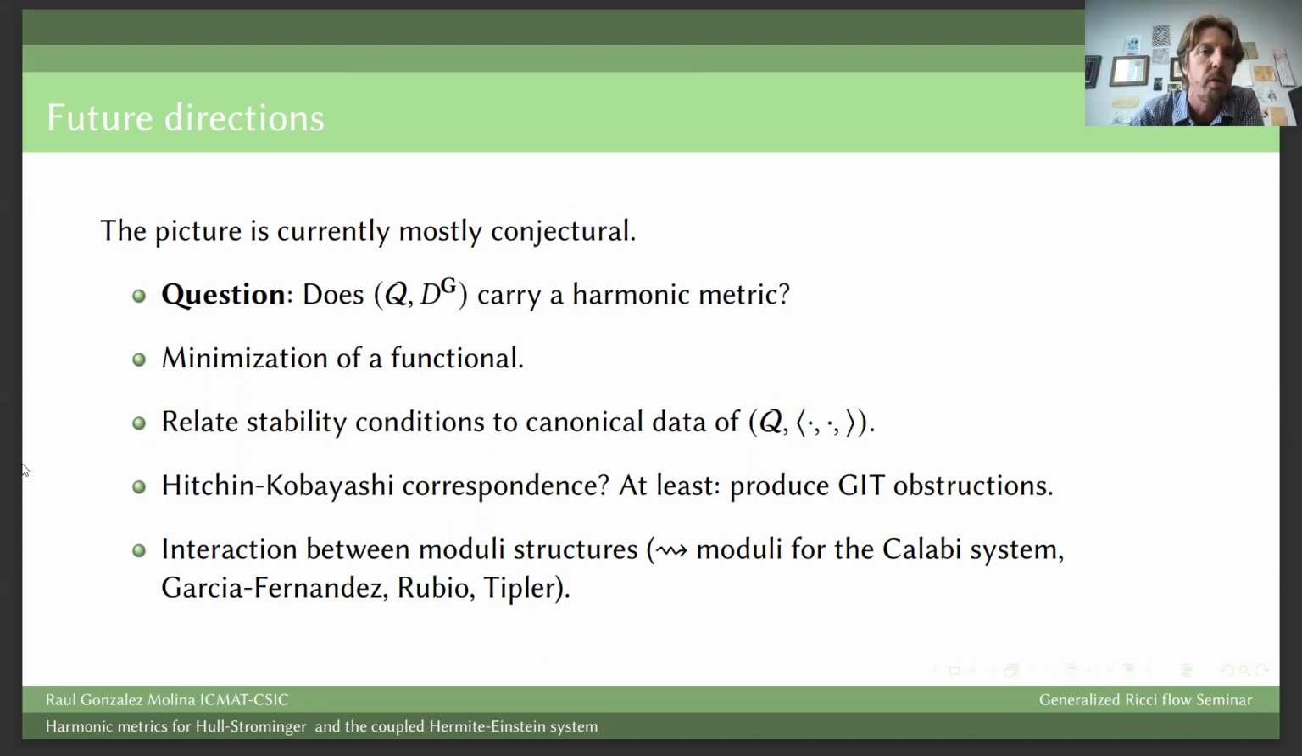So this is all for the first. Yes. Can I just ask, so you say minimization of a functional, you mean sort of understanding solutions of Hull-Strominger as minimizers of a functional?